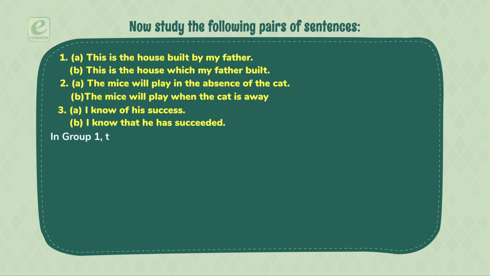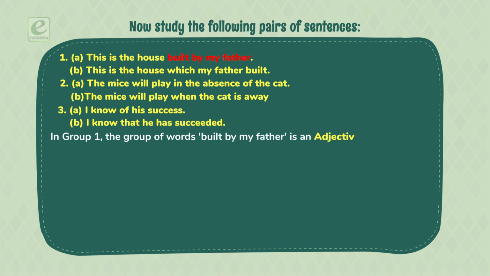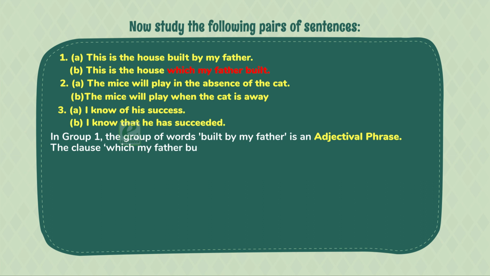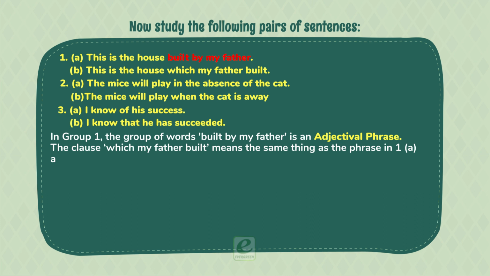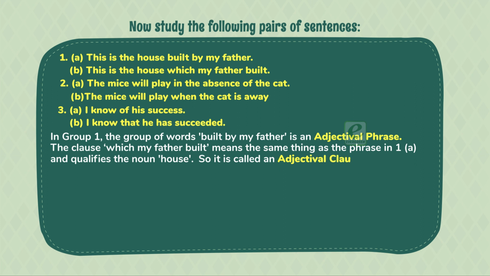In Group 1, the group of words built by my father is an adjectival phrase. The clause which my father built means the same thing as the phrase in 1a and qualifies the noun house. So it is called an adjectival clause.